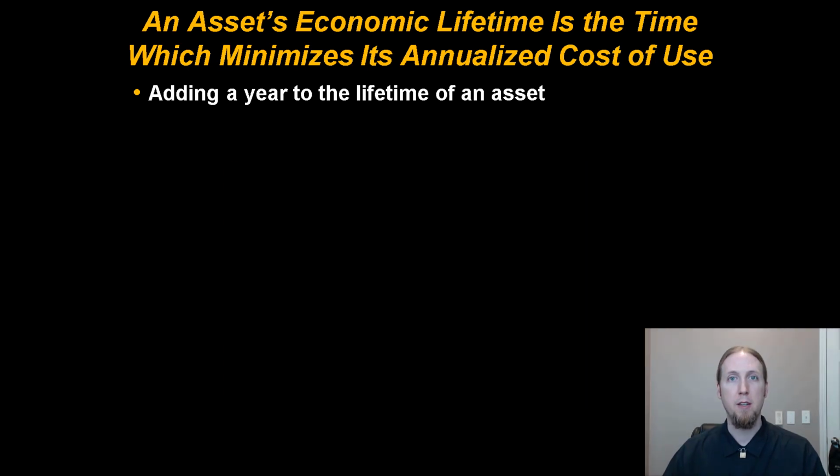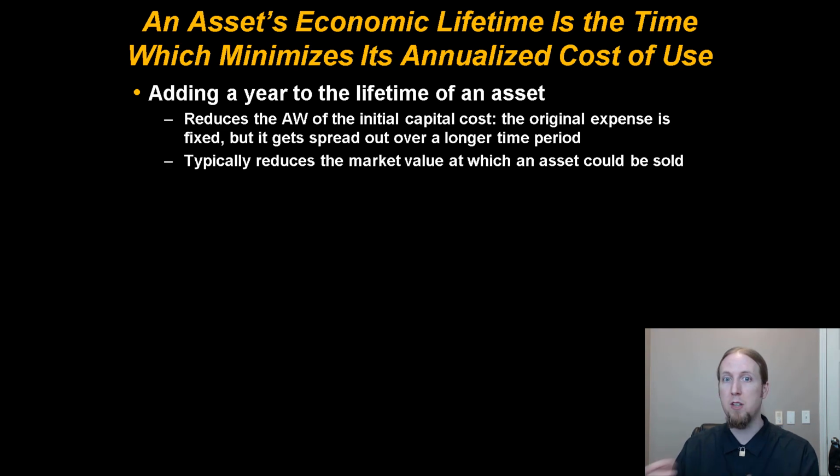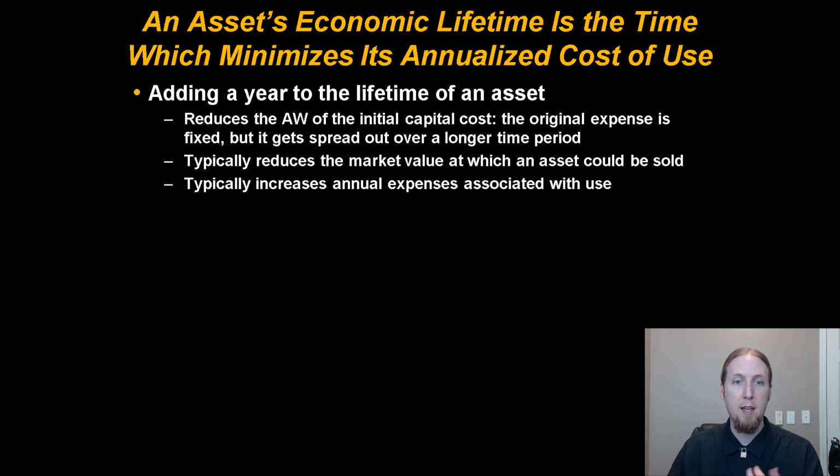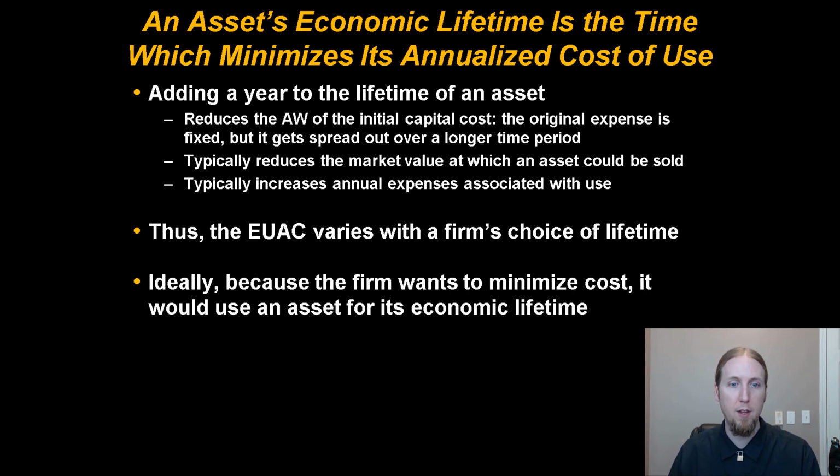The intuition behind this is that if we add a year to the lifetime of an asset, it's reducing the annual worth of the initial capital cost by spreading it out over a longer time period. It's reducing the market value at which an asset could be sold, and it's also typically going to increase the annual O&M expenses associated with keeping it functioning. Therefore, the expected uniform annual cost, or EUAC, is going to vary with the choice of lifetime.